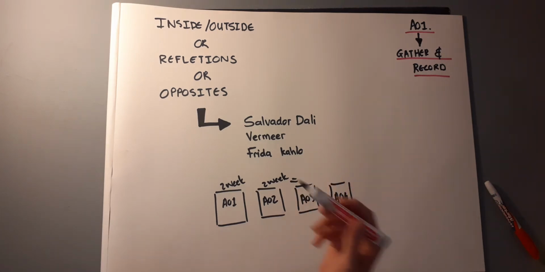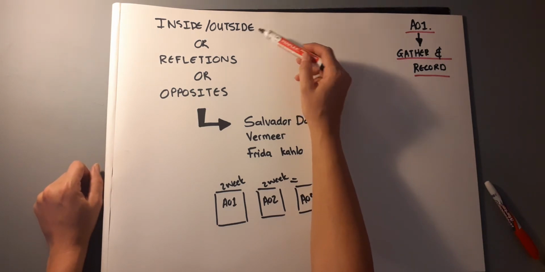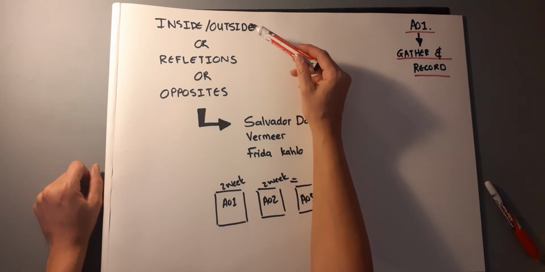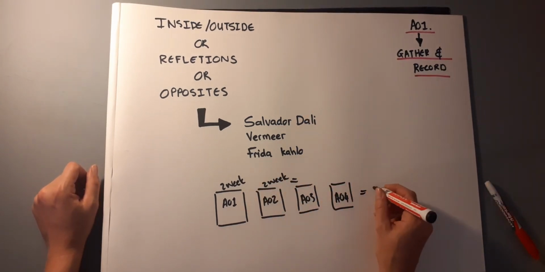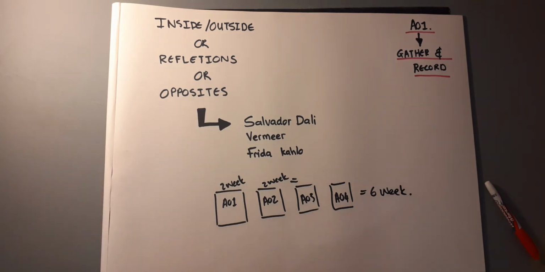Okay, you guys have 3 topics that you can choose from: inside, outside, reflection, and opposites. Once you've selected a topic, and guys, please make sure that when you select a topic that it's something that you really like, because this entire thing will run over 6 weeks. It needs to be something that you're actually interested in, otherwise you're going to get extremely bored and the work is going to become monotonous, and you're not going to reap the benefits from the whole assessment and the exercise.